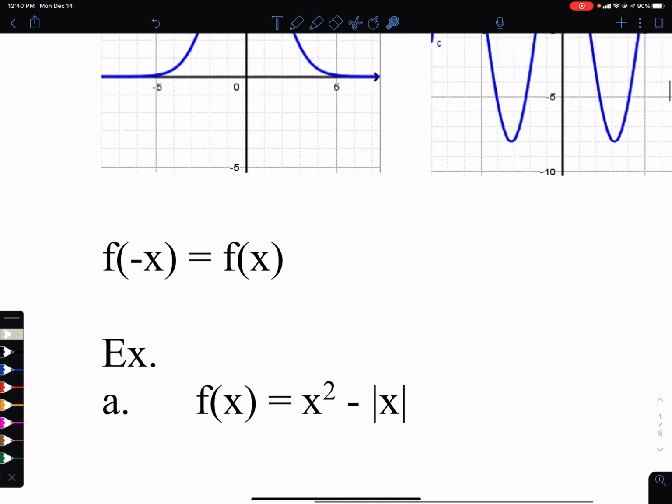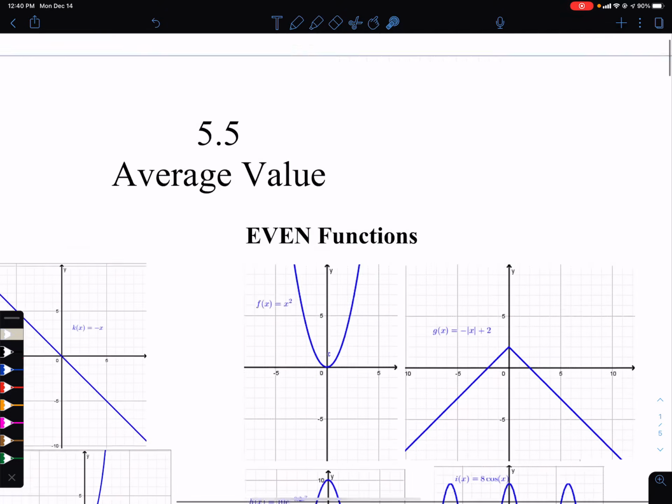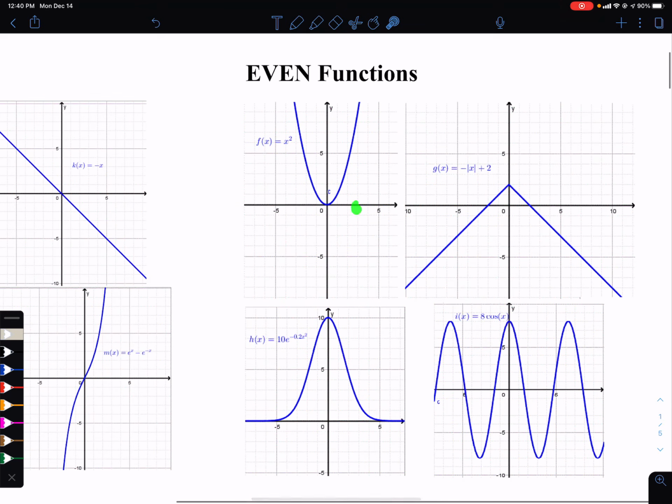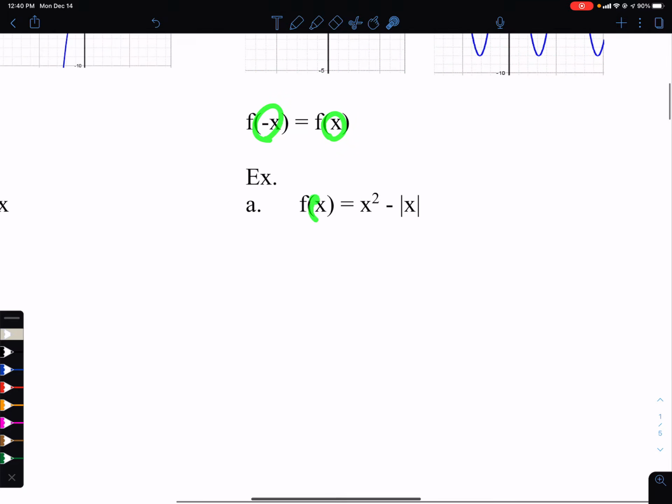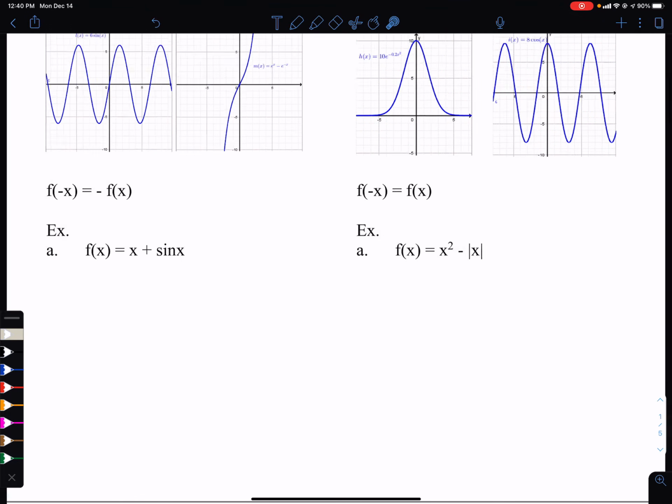For even, you plug in x and you plug in minus x. But the y values will be the same at both those places. When you plug in x or minus x, you're going to get the same value on both. That's how you test for even.